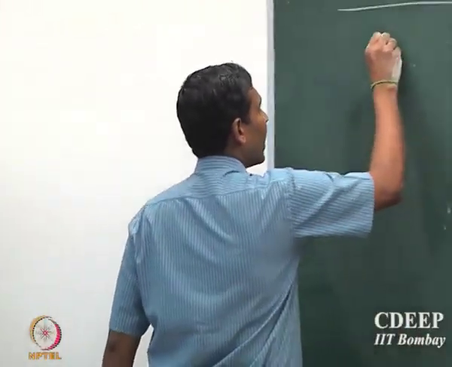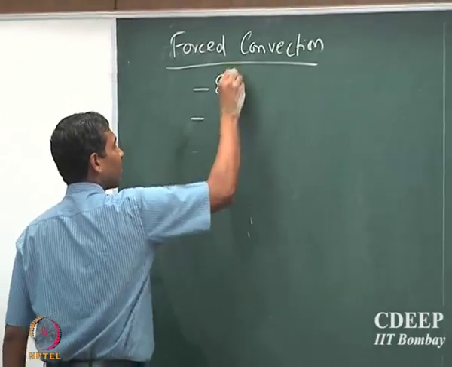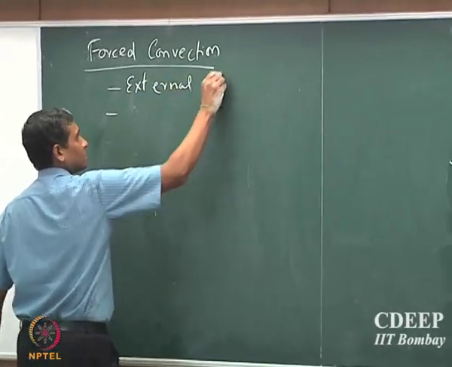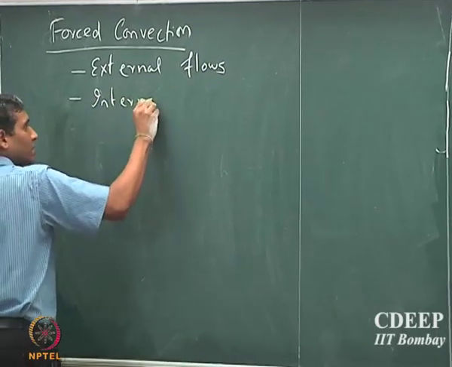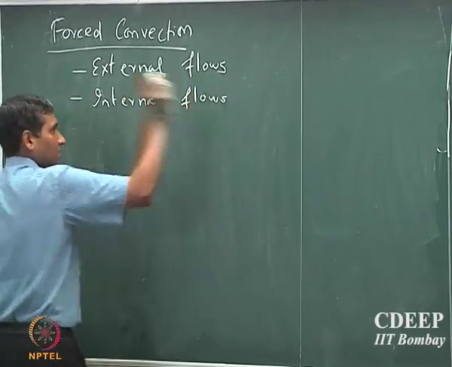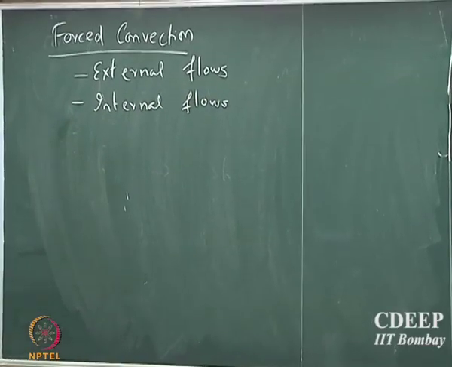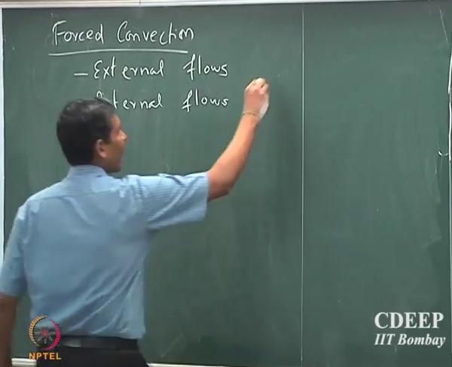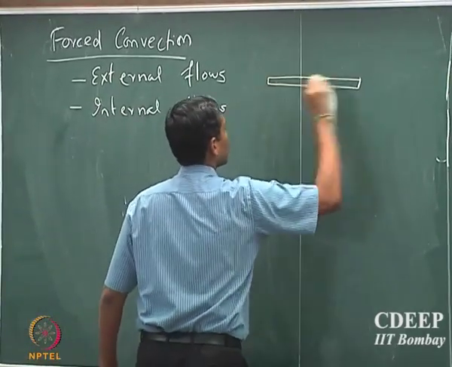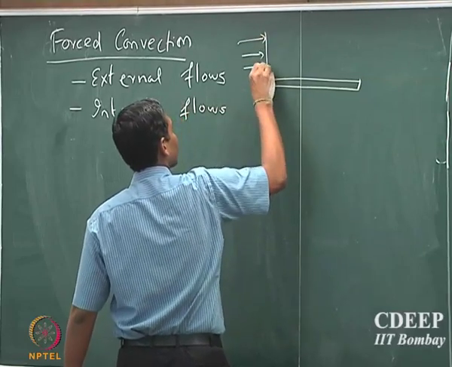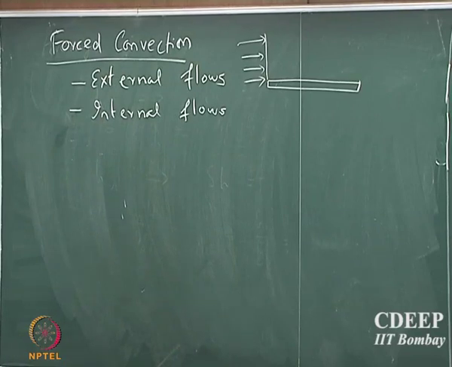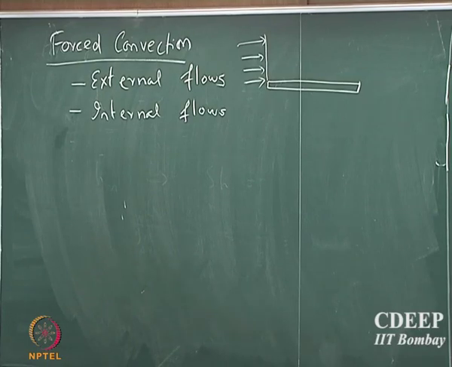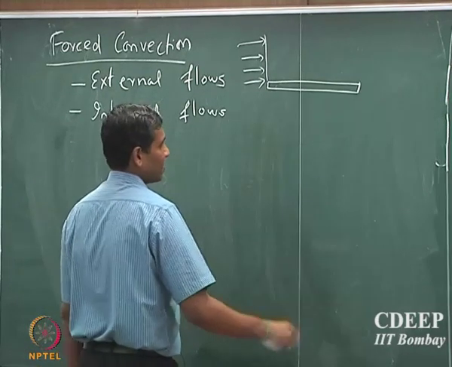So here you can have two types: external flows and internal flows. External flow, a very simple example of that, is a flat plate. You have fluid which is flowing past this flat plate. So that's an external flow. It's a very simple idea. If you look at a fluid flowing past this table, that's like flowing past a flat plate.